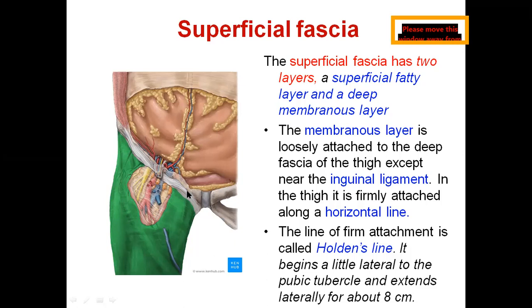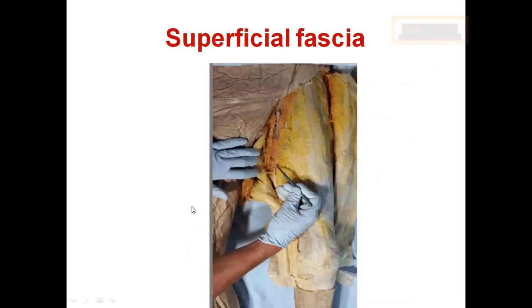Correspondingly, this side it is this. Okay, and it is extending laterally for about 8 centimeters. That is the Holden's line, along which the membranous layer is tightly attached to the inguinal ligament. Okay, well. So now you have reflected the skin.